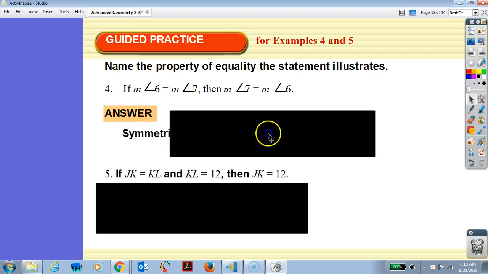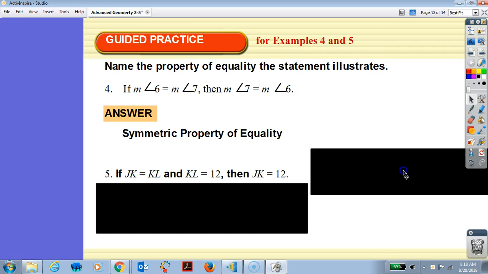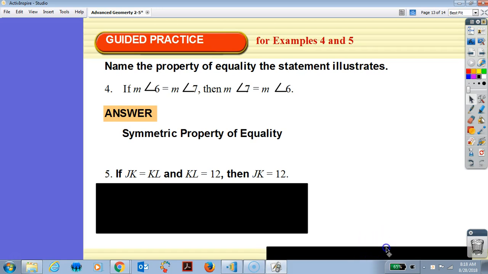No. Reflexive. If B equals A, then A equals B. You guys said it was reflexive. That's symmetric. I thought it was symmetric. But you guys shouted out reflexive. It's symmetric. If A equals B, then B equals A.